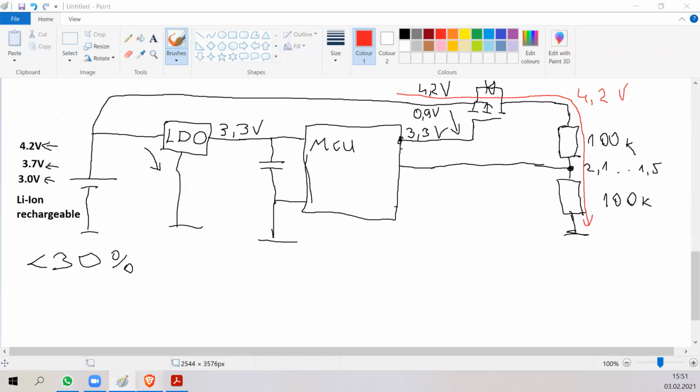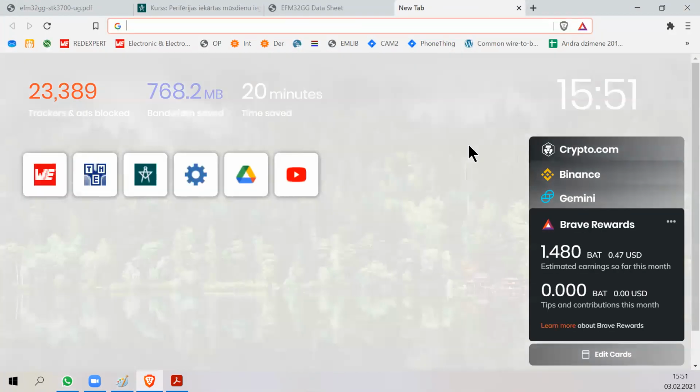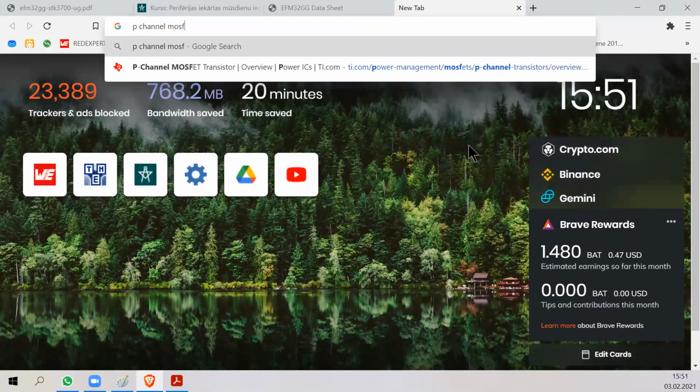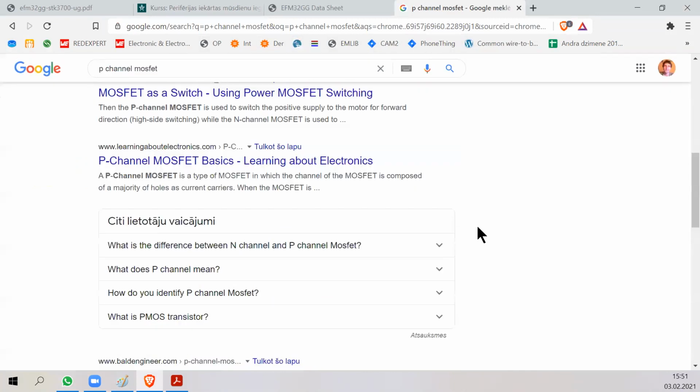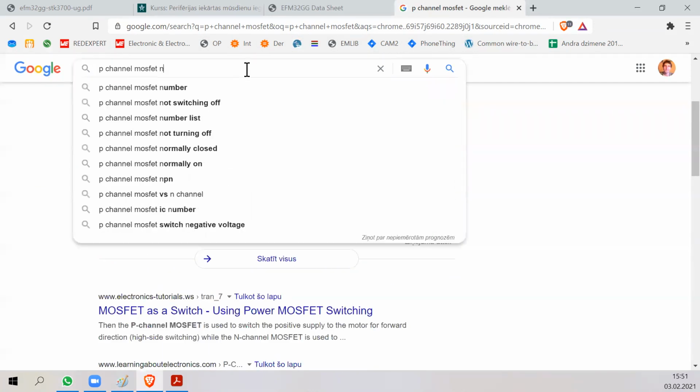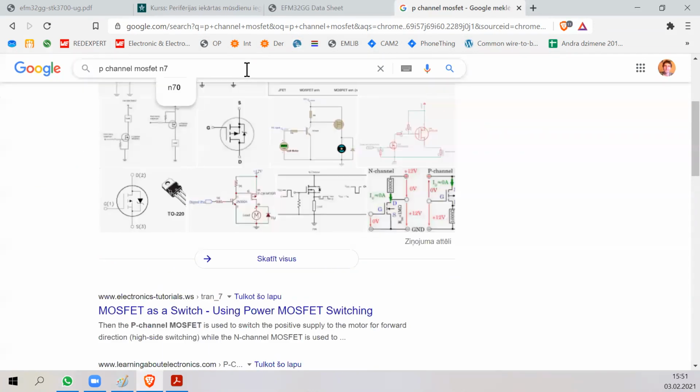And we can actually check out how big it will be. Let's check out some P-channel MOSFET. I don't know, just Google it. Maybe there will be some part number, N703, maybe, I don't know.